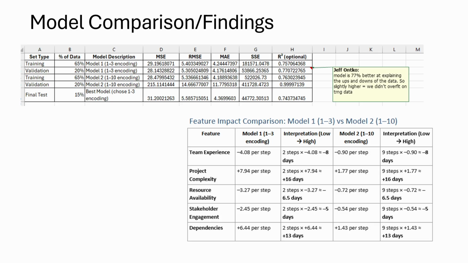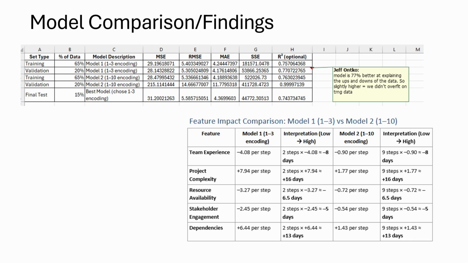So directionally, both models told the same story. The same features had the same impact: team experience, resource availability, and stakeholder engagement. They reduced the delays, while project complexity and dependency increased those delays, same in both models.